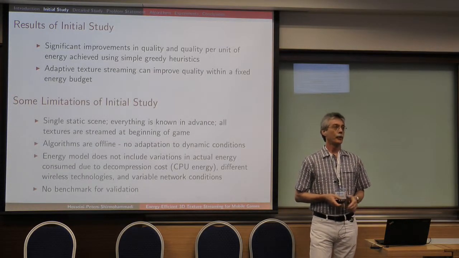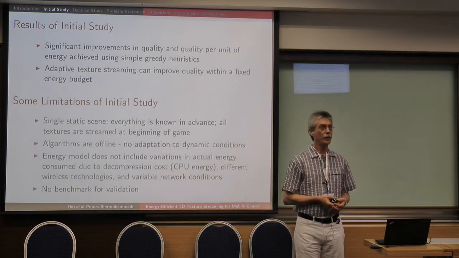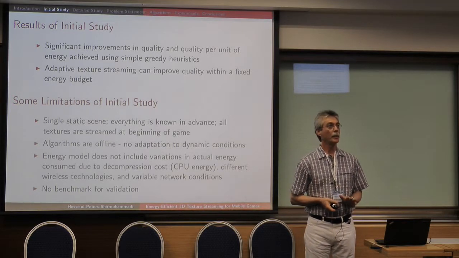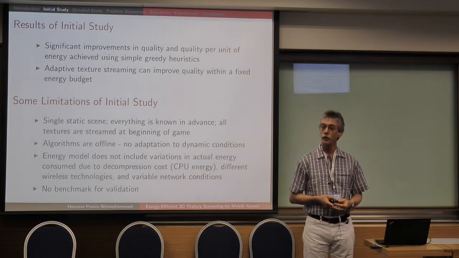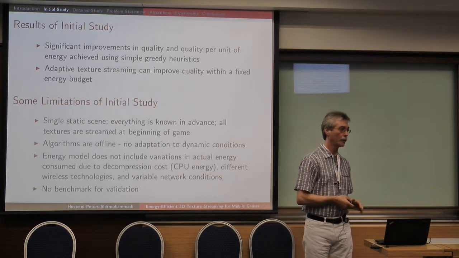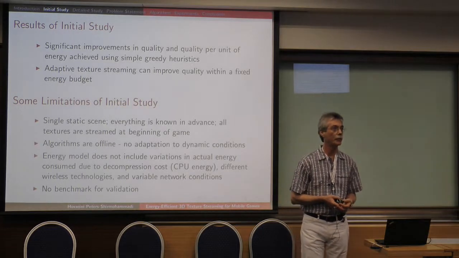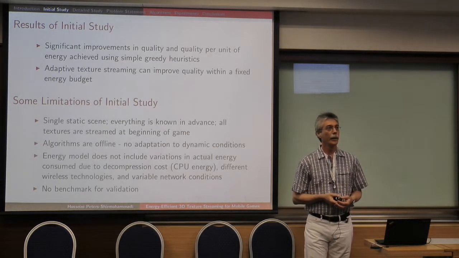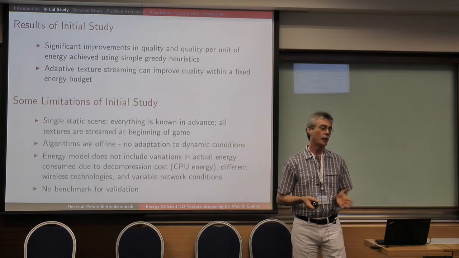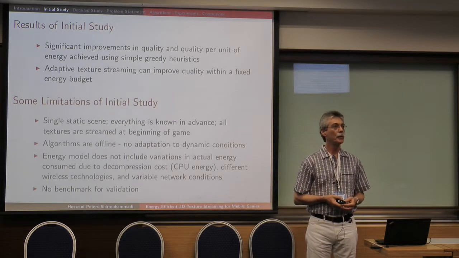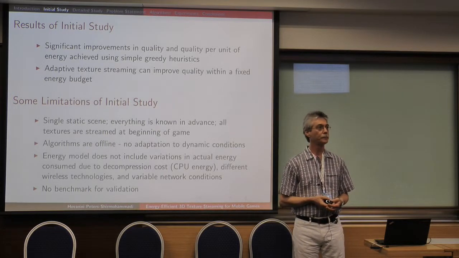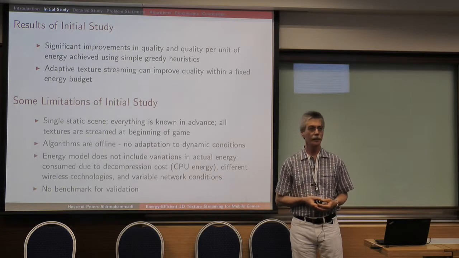And the results of that were that we did see that there were improvements in quality when we were using simple heuristics to decide what to compress and not to compress, and by how much to compress, or how much to downsample. And we concluded that this was a promising way to improve quality within a fixed energy budget. But it was a pretty simple study.